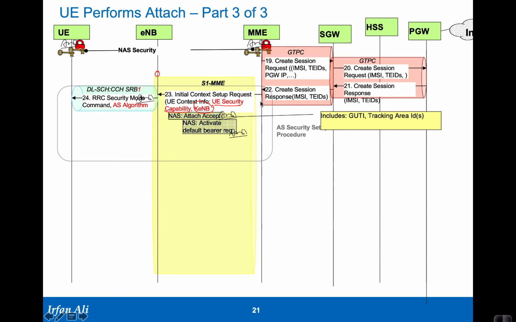As part of the initial context setup, the MME also sends the NAS attach accept, which is encrypted and integrity protected, so it does have the message authentication code attached to it for integrity protection, and also the activate default bearer request. That is basically for setting up the IP connection for the mobile, which is again encrypted and integrity protected. It also includes the GUTI, the globally unique temporary identity, and the tracking area to which the mobile is admitted.